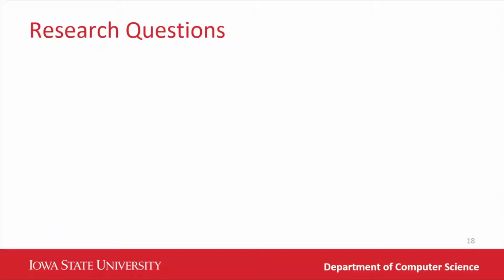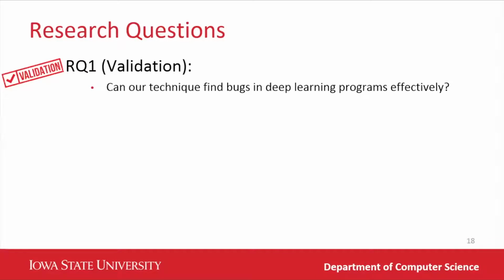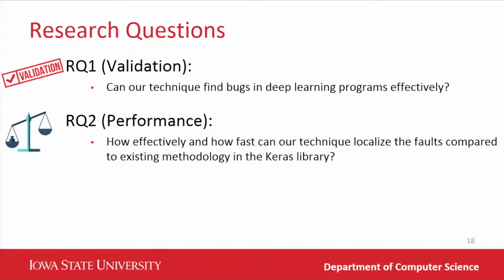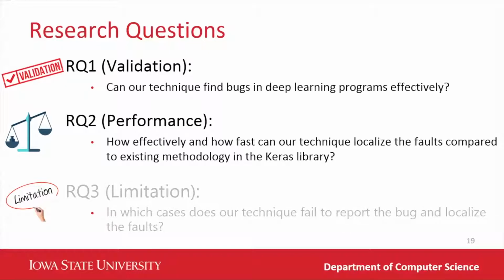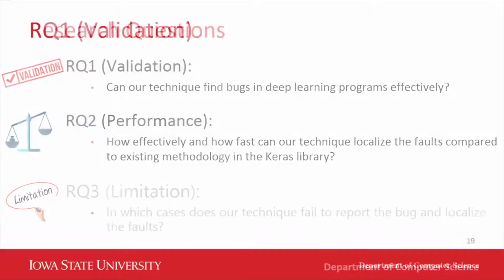In our work, we aim to answer the following research questions. Research question 1, can our technique find bugs in deep learning programs effectively? Research question 2, how effectively and how fast can our technique localize the faults compared to existing methodology in the Keras library? Research question 3, in which cases does our technique fail to detect if a bug exists or not, or fail to detect their locations? We cover research question 1 and research question 2 in this talk. For research question 3, please see our paper.